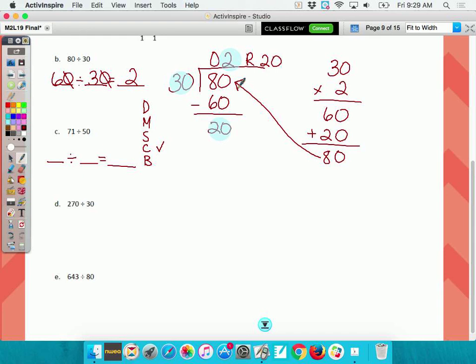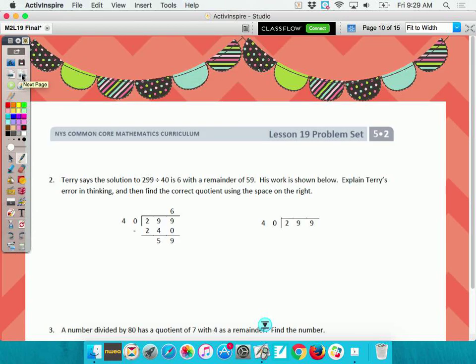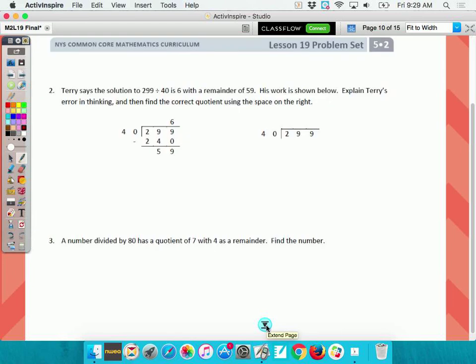Okay? Do we need to practice one more, or you think you're good? We're good. Okay, so let's look at the back of the problem set, because these are fun problems. And they won't take us very long at all.